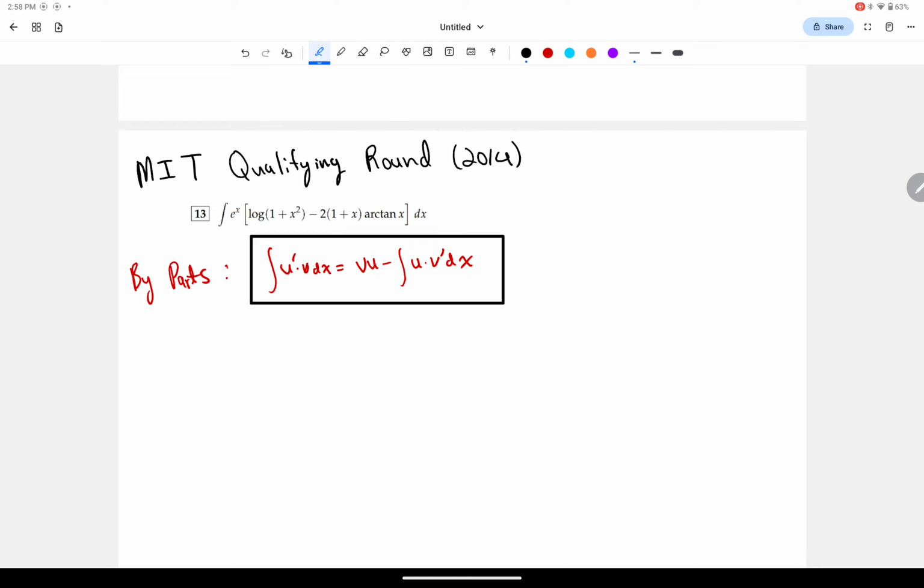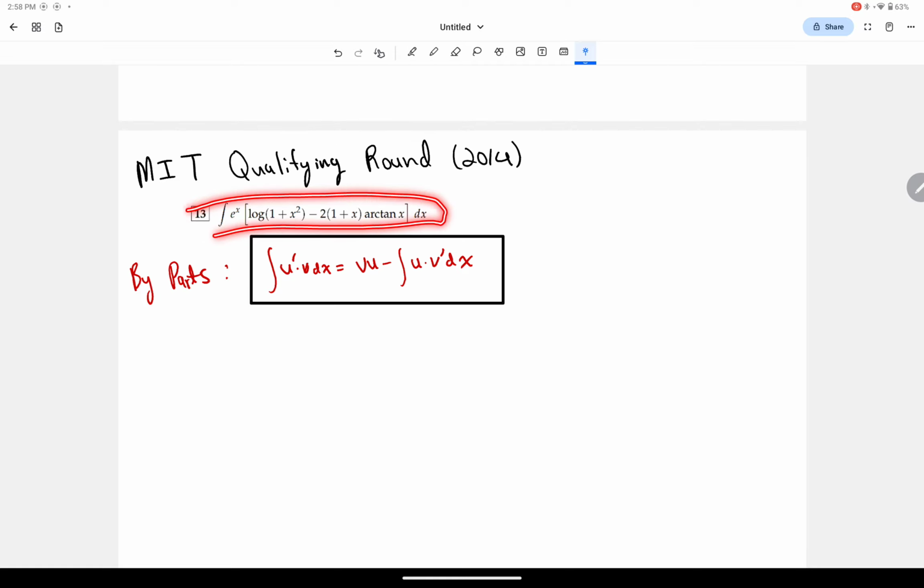Today we're going to solve this problem from the 2014 qualifying round of the MIT Integration Bee. Again, looking at this problem, this is problem number 13. It looks a little complicated, but it shouldn't be too bad if we know some basic properties of integrals and some basic techniques of integration.